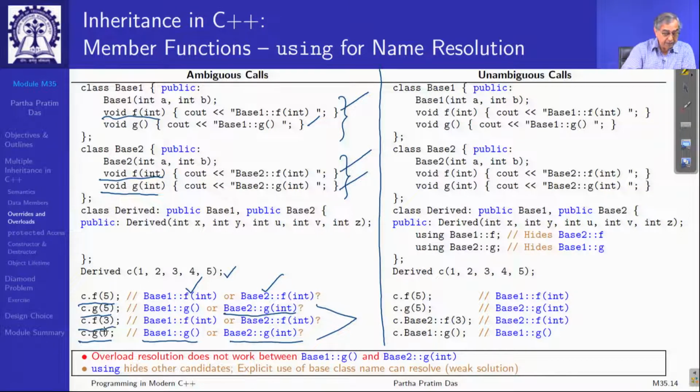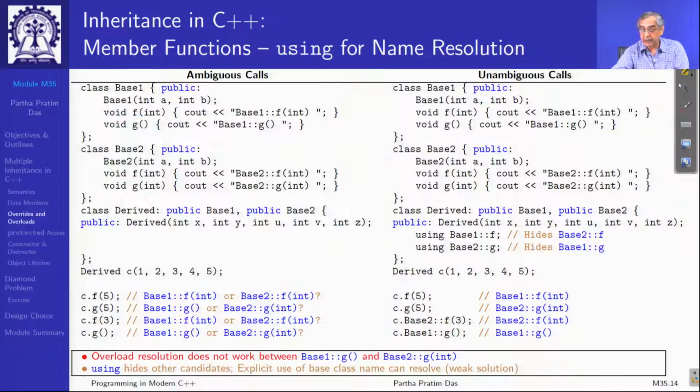Finally, if I have f c dot f 3, we will again have that kind of confusion between base 1 and base 2. These are not an exhaustive list, but these are indicative, and show you the possible confusions that can happen. So, on the right, I try to disambiguate this.